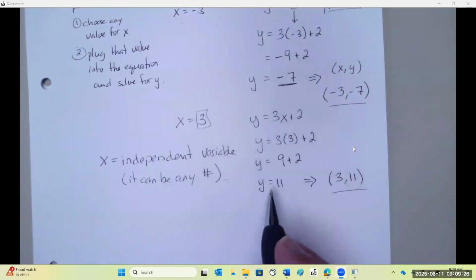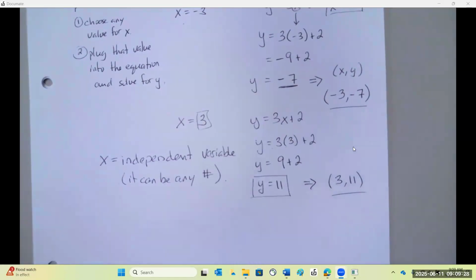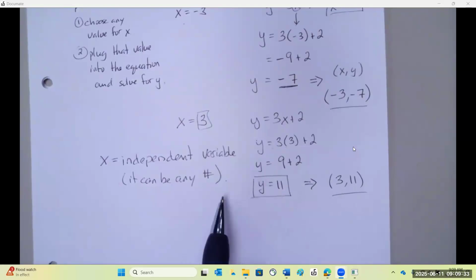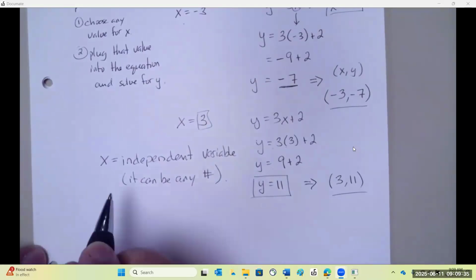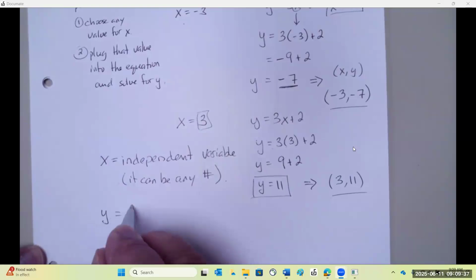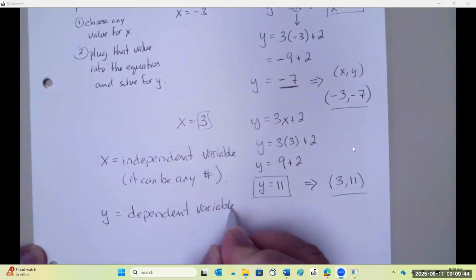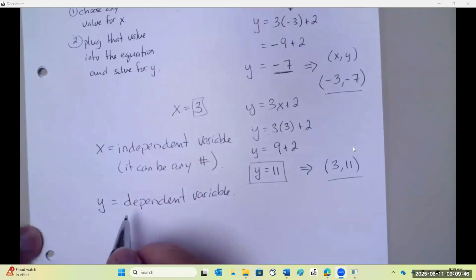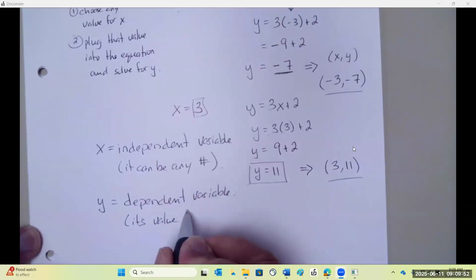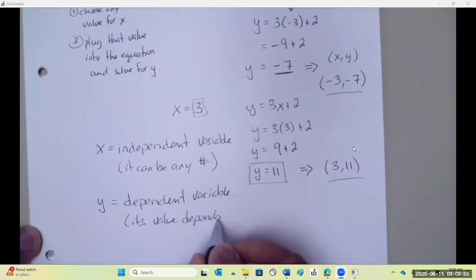We work it out. And now, does the value of y have any say in this thing? No, it is what it is. So that's how come the y variable is called the dependent variable. Its value depends on x.